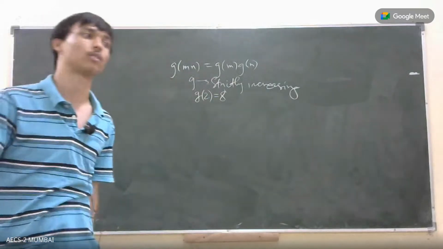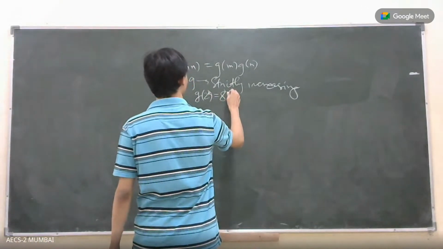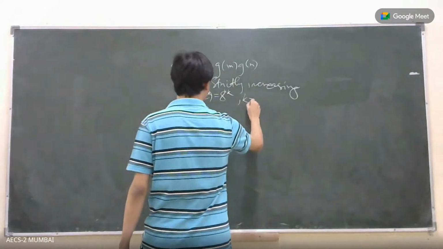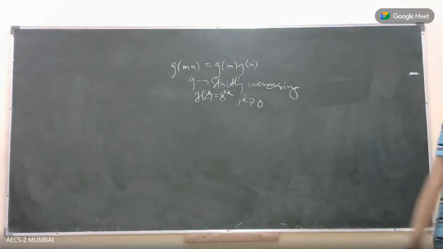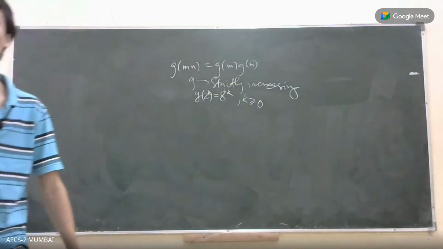This is all we know right now, right? And we also know that g of 2 to the power k is k to the power k. This is all. Now, how do I extend this to all of integers?